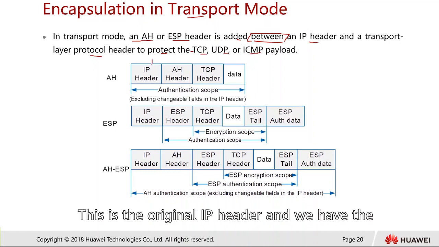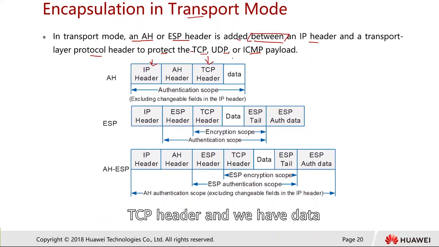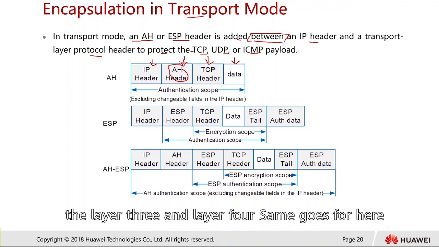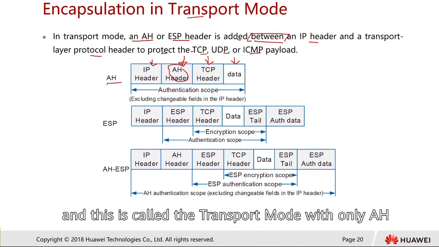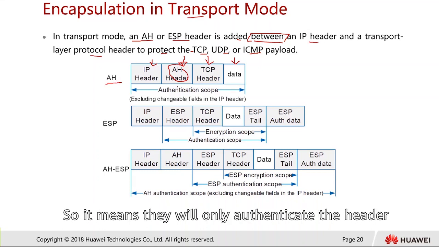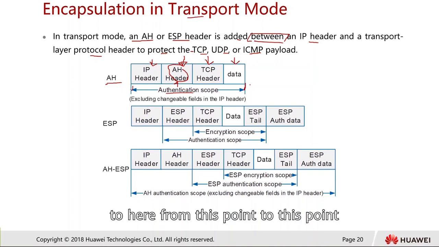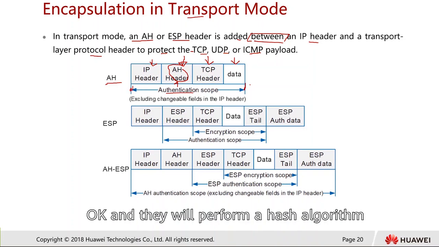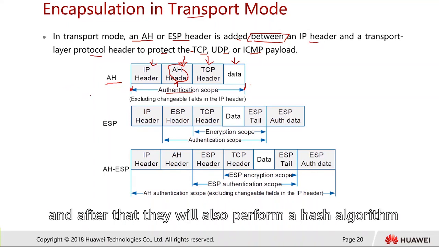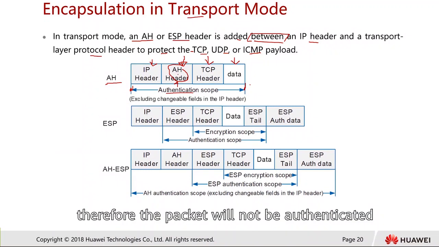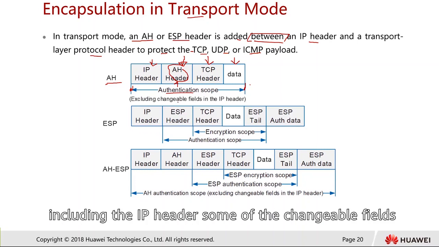So there we go. This is the original IP header, and we have the TCP header, and then we have the data. The AH header is added in between layer 3 and layer 4. This is called transport mode with only AH. That means they will only authenticate, and the authentication scope is from this point to this point. They will perform a hash algorithm, so the receiver side will receive, and after that also perform a hash algorithm. If the values do not match, the packet is not authenticated. This includes the IP header, except for some of the changeable fields.